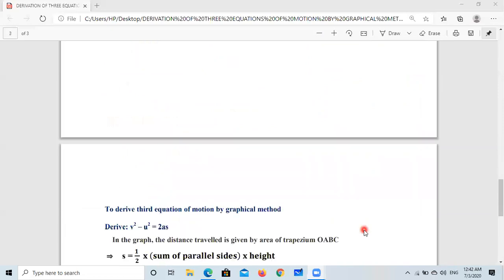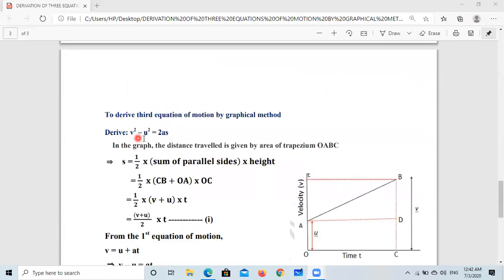Now, in the third equation of motion, we have V square minus U square is equal to 2AS. Again, we have to find the area of this figure, the whole area. Here we apply the formula for a trapezium: area of a trapezium is half into the sum of parallel sides into height, which is OC. So in the graph, the distance traveled is given by the area of trapezium OABC. OABC is a trapezium because the sides OA and CB are parallel.